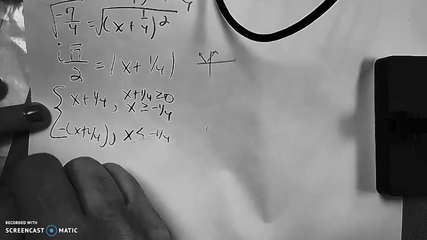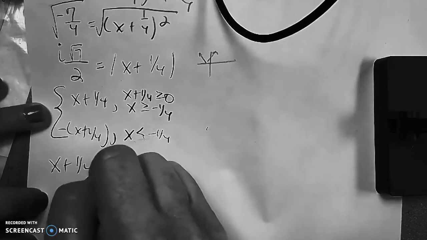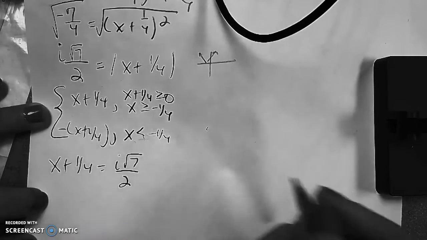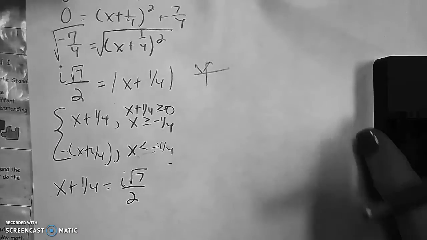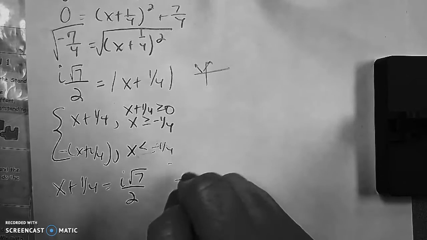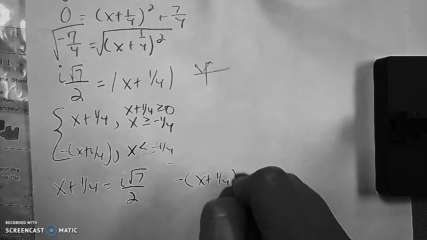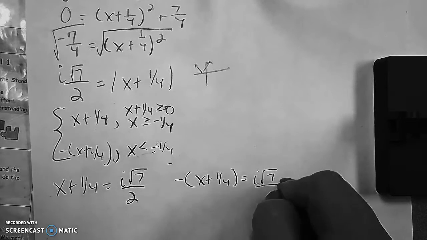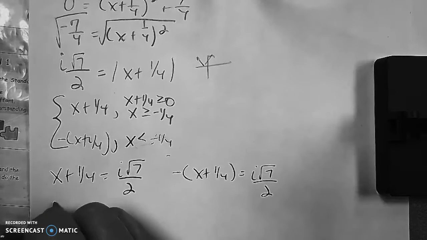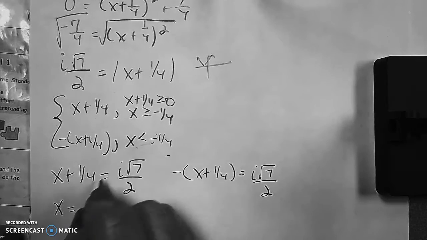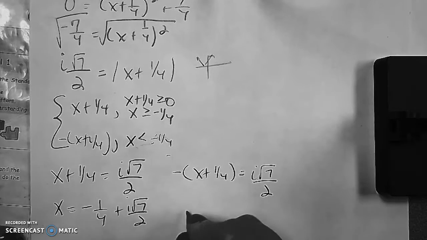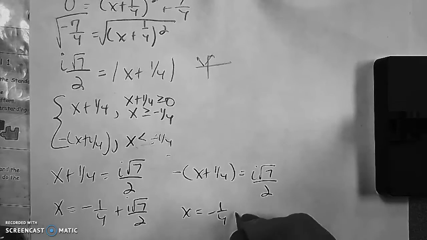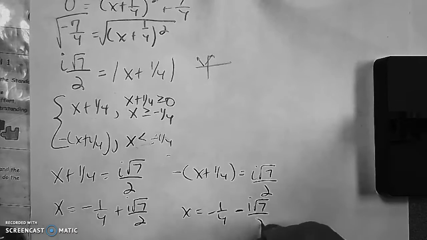Now I need to write my two equations. So x plus 1/4 equals i root 7 over 2. The paper is bent here. Let me move my computer back. Then I'll take the opposite of x plus 1/4 and set it equal to i root 7 over 2, which means I subtract: -1/4 plus i root 7 over 2.